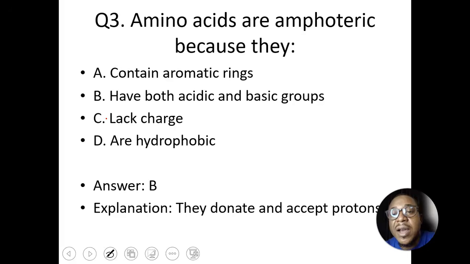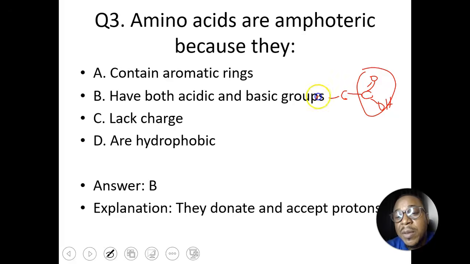So amino acids are amphoteric, because amphoteric means they have both acidic and basic properties. The acidic property is based on the C double bond O and OH. The carboxy group gives you the acidic nature, while the amino group NH2 gives you the basic nature. So both acidic and basic groups.